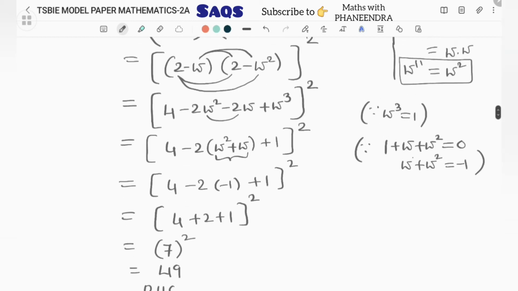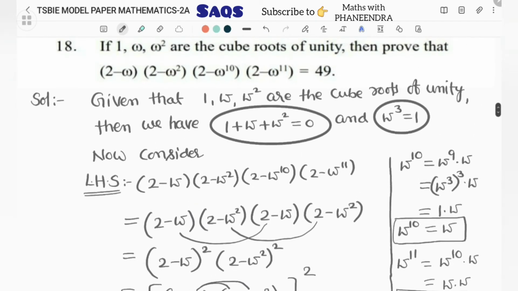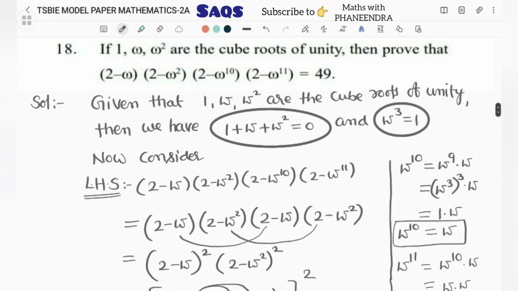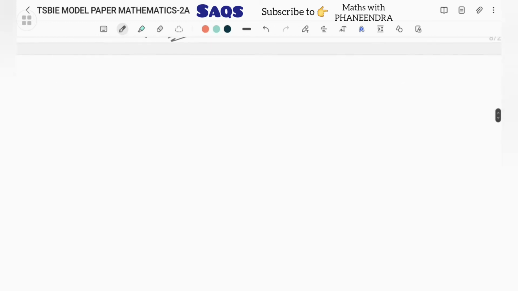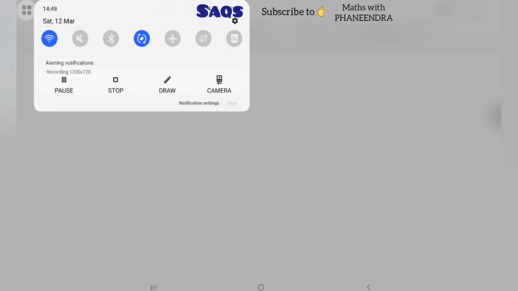So they are asking to prove this result, dear students. So slowly you can understand that. We'll move to question number 19.